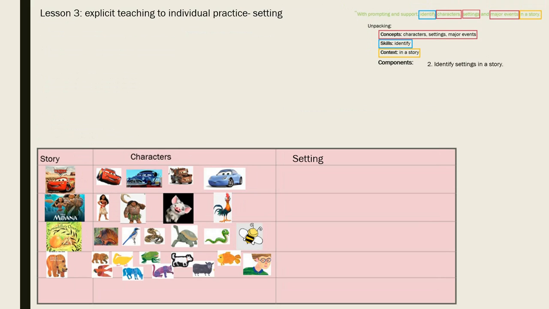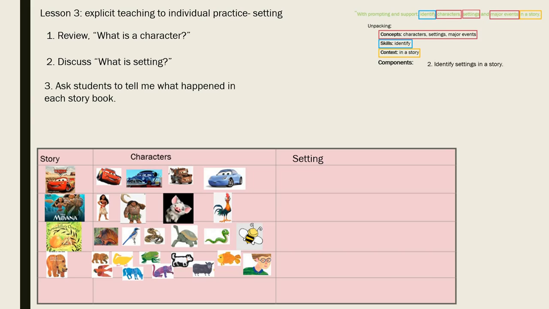Lesson 3, we're moving on to setting, identifying settings in a story. First, we'll review what a character is, and then we'll discuss what is setting. Similarly to how we discussed what is character, I'll give the students the opportunity to share what they think it means, and then I'll share with them what it actually means. And then, next I will ask students to tell me what happened in each storybook.